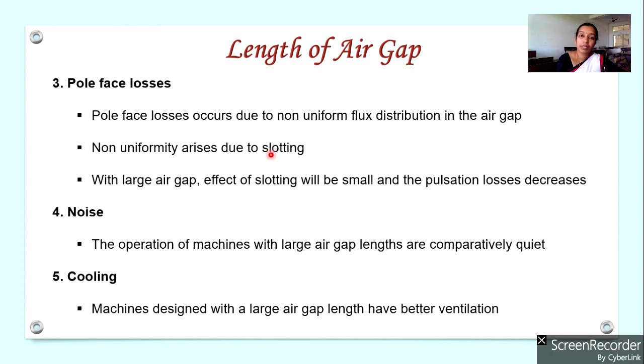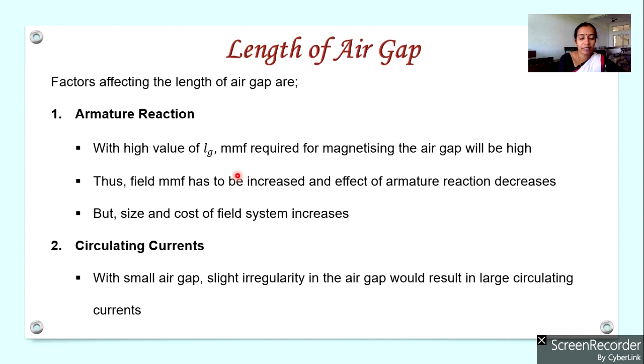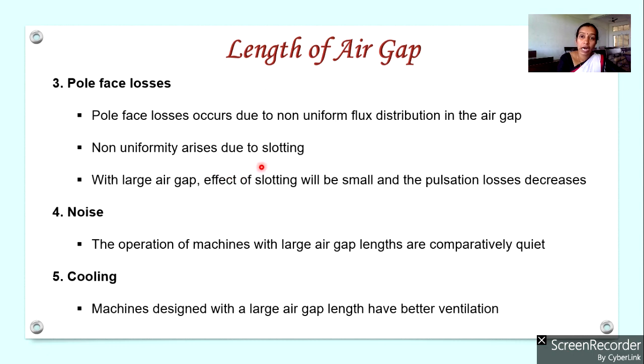If we are using a larger air gap, the effect of slotting can be neglected, as in the case of irregularities that we have explained here. And the pulsation loss also decreases in that case. The next one is noise. If we are using a larger air gap, the noise can be reduced. That means operation of machines with a larger air gap is comparatively quiet.